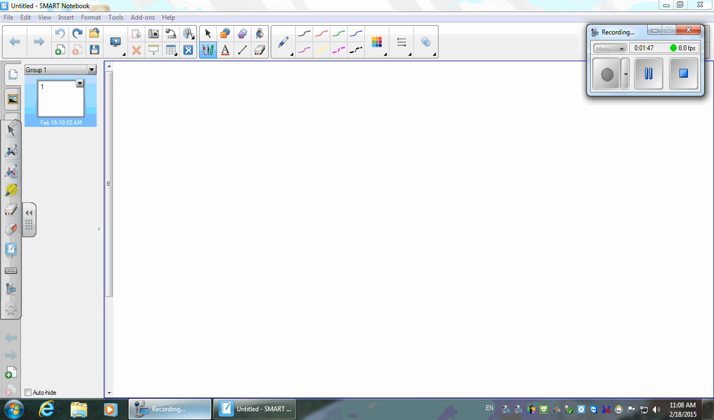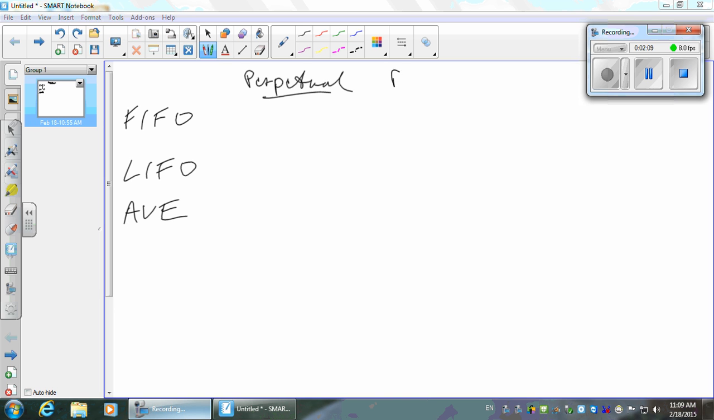Okay, anyway, so the three different methods we've got are FIFO, LIFO, and average, right? And then there are two types of accounting for it on all three of these: perpetual, which you guys already know, and periodic, which is new to you. But here's the cool thing: periodic is easier than perpetual. Perpetual is actually harder, okay?